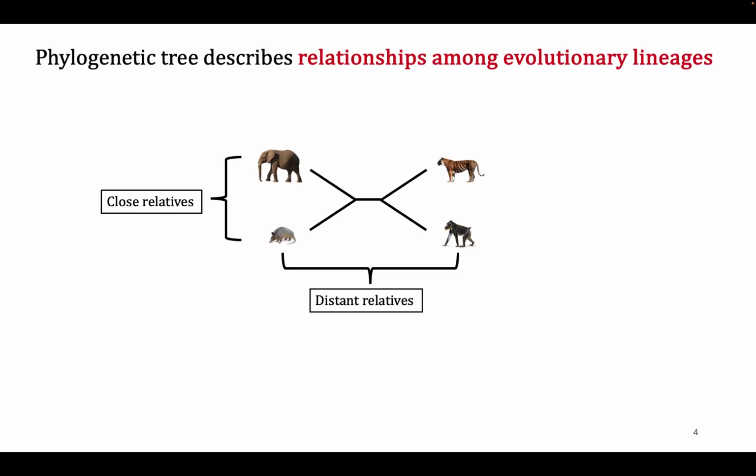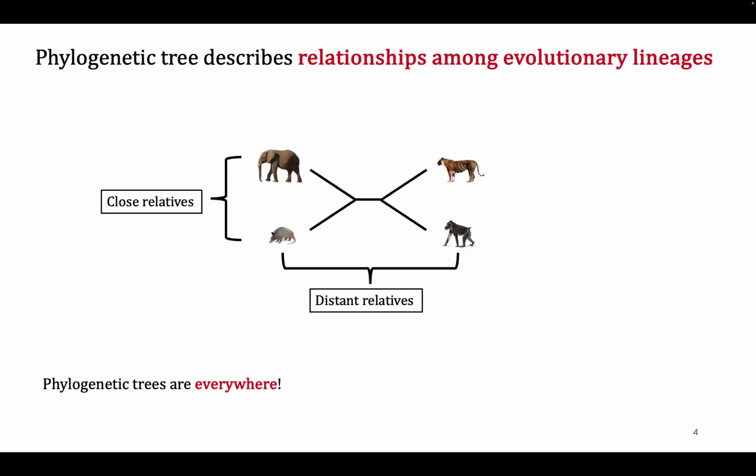So as an introduction, let's start by looking at this simple phylogenetic tree with 4 extant taxa. Phylogenetic trees basically describe relationships among evolutionary lineages. As you can see here, I have a made-up tree consisting of the elephant, then you have the armadillo, the monkey, and then the tiger. And basically all these branches describe how far these species are related to one another.